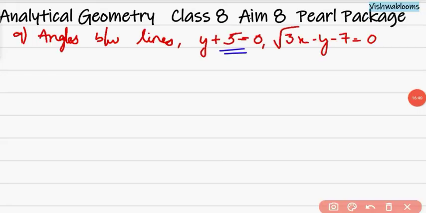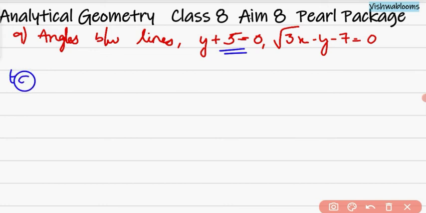So next, the ninth one. We have to find the angle between these lines. The first one is y plus 5 is equal to 0, and the other line is root 3x minus y minus 7 is equal to 0. Till now we have learned to find the distance, right? All the problems were related to that. Now we have to find the angles. So how to find these angles? There are some other formulae for it.